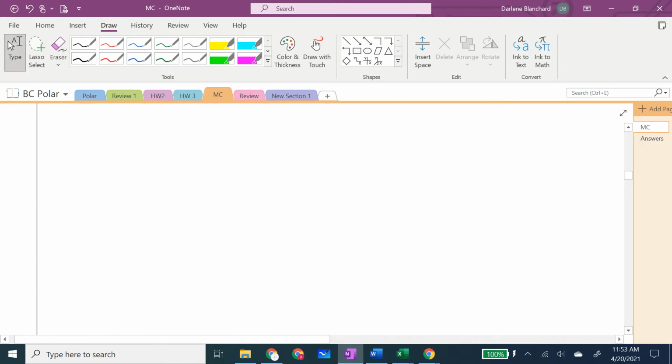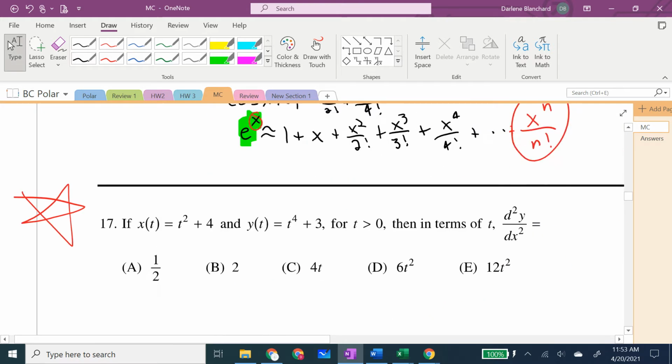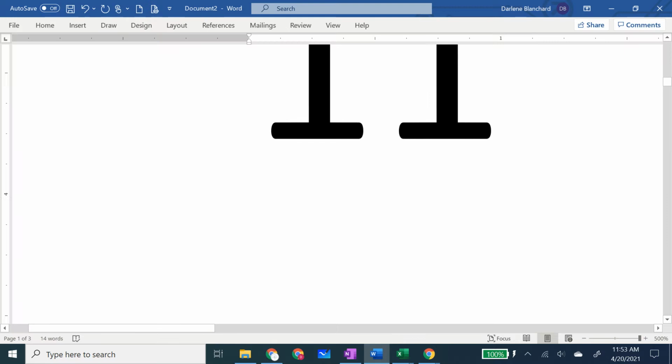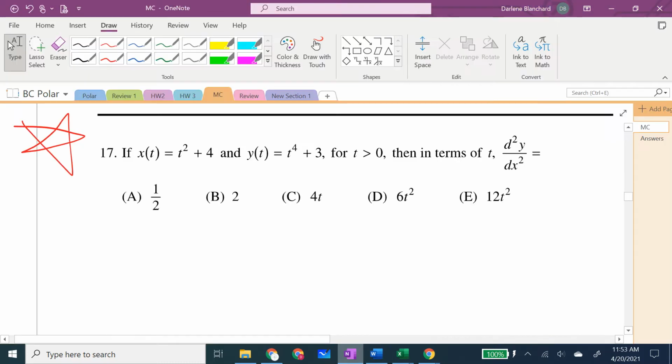Okay, now I believe we are heading over to, and I'm going to point out 17. We are now on 17. Okay. Oh, second derivative.